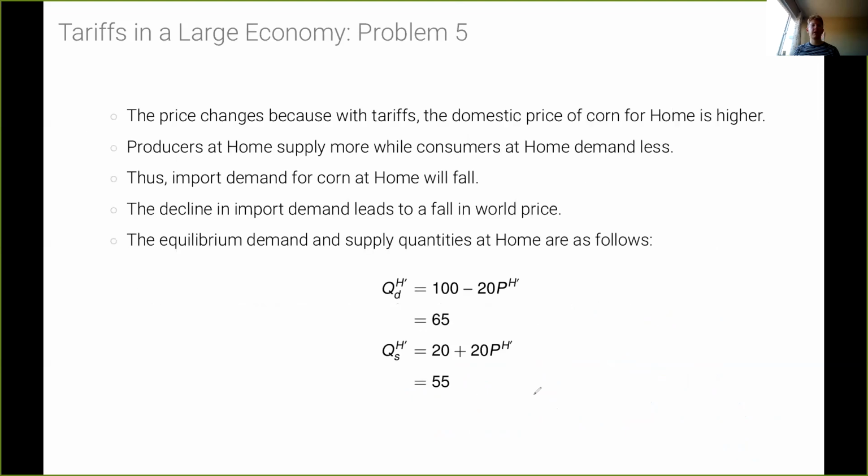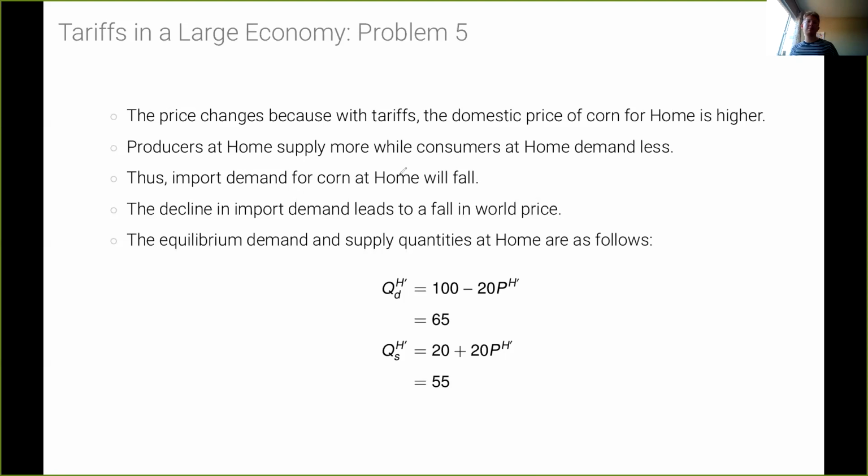So let's move on to problem 5. And so the price is going to change because with tariffs, the domestic price for corn for home is now higher. And we're going to have that producers at home are going to supply more, while consumers at home are going to demand less, and therefore import demand for corn at home will fall.